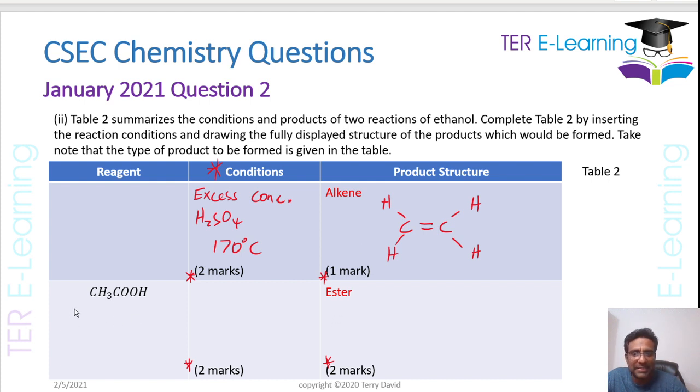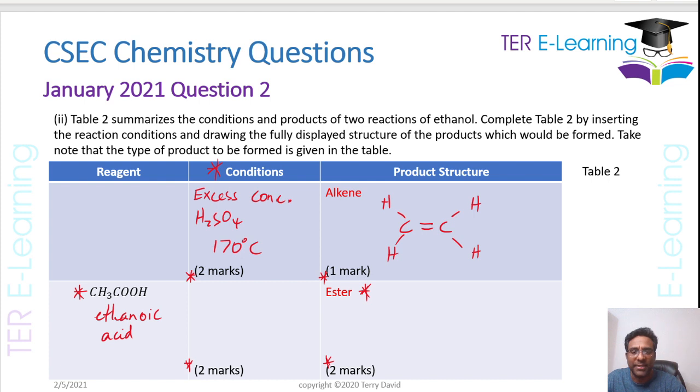Now, the next part here, you want to produce an ester. They tell us that the product we're going to get is an ester, and one of our reagents in this particular case is ethanoic acid. So this here is ethanoic acid. When you react ethanoic acid, or an organic acid, with an alcohol, you're going to get an ester. That process, by the way, is called esterification.